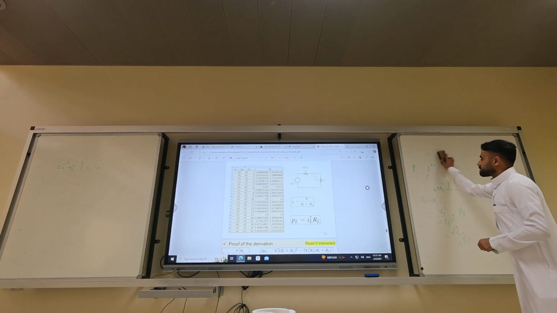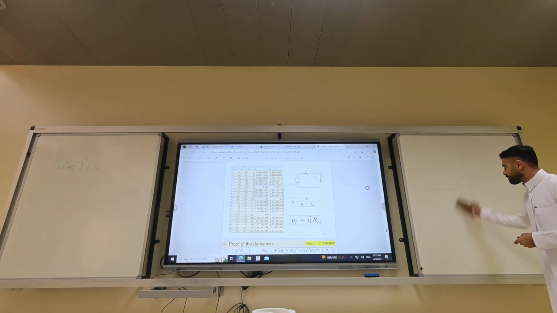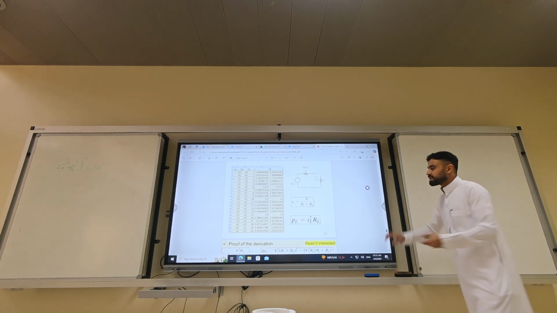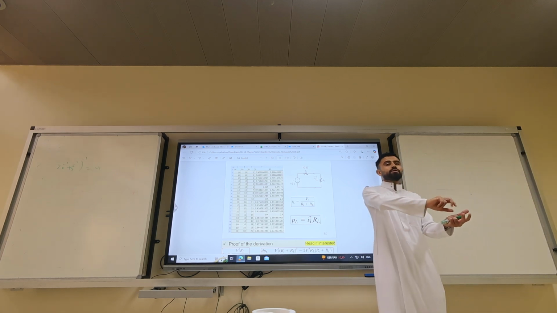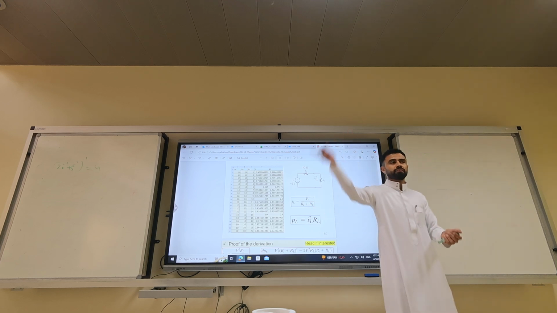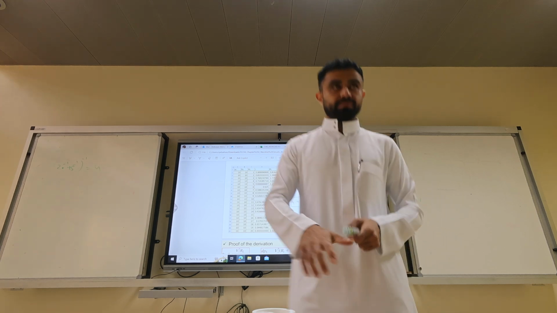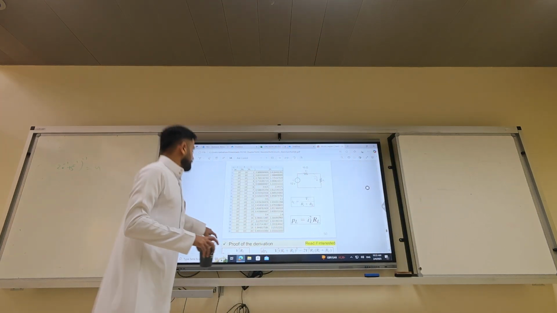So any question about this tabulation? You might do this experiment in the lab by having a variable resistance, and if you change it, you will find the power, and then they will ask you to plot power versus RL. Ibrahim, get it? Okay.